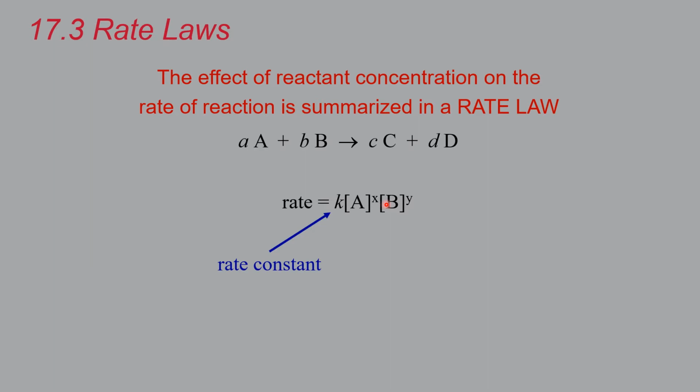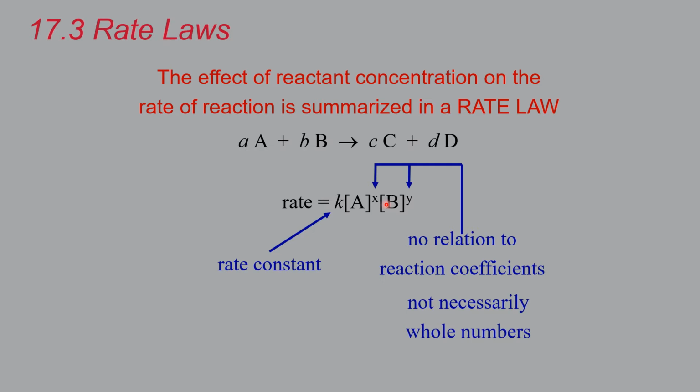k is called, imaginatively enough, a rate constant, and it is different for each reaction and actually each temperature. x and y are exponents that bear no relation to the coefficients for that species in the reaction. And they are not even necessarily whole numbers, although they usually are, somewhere between 1 and 3.